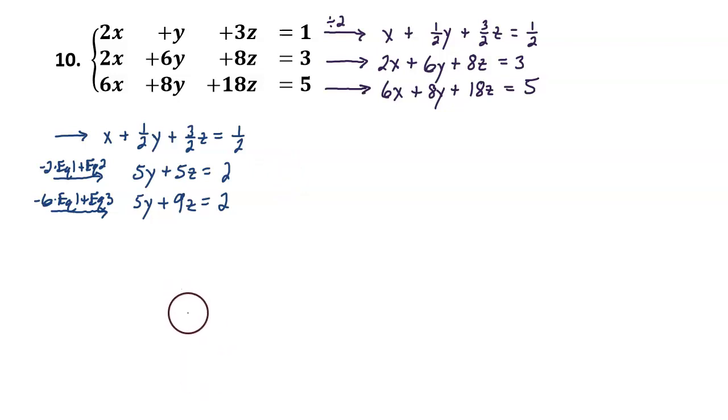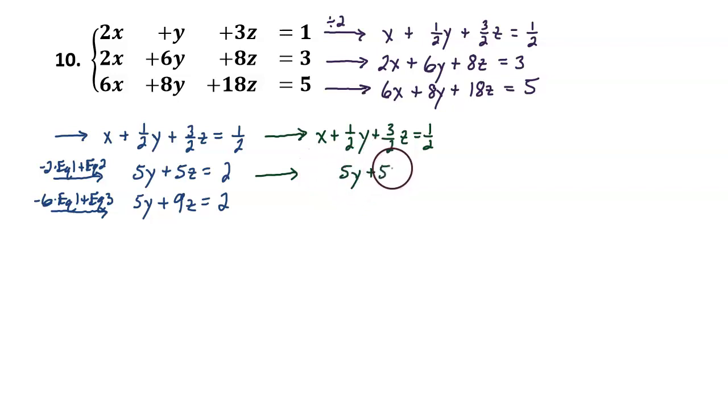Okay, the next step of Gaussian elimination is to either make this be 1y or to eliminate this term right here. So do we really have to change this to 1y before we eliminate this? No, we don't. I'm going to draw an arrow and keep the first equation the same. And keep the second equation the same.